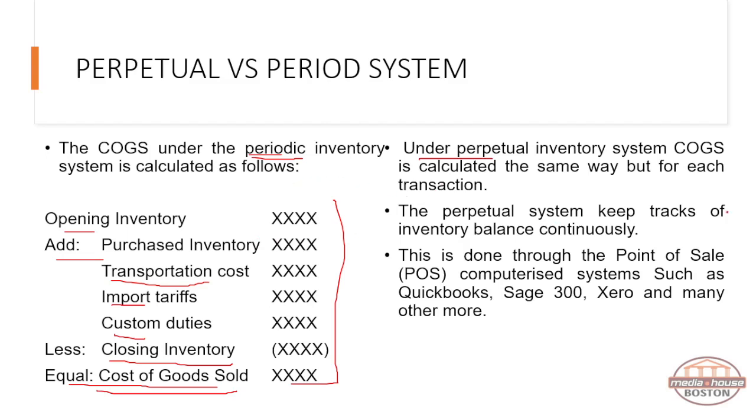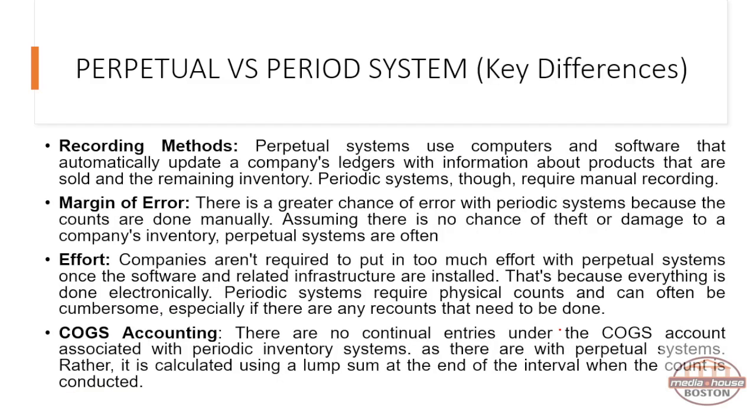So the perpetual system keeps track of inventory balance continuously. This is done through computerized point of sale systems such as QuickBooks, Sage 300, Xero, and many other systems used to monitor inventory. In terms of perpetual and periodic systems, these are the key differences. The recording method: perpetual uses computers and software that automatically update the company's ledger with information about the products that are sold and the remaining inventory, whereas the periodic system requires manual recording where you do a physical stock count.